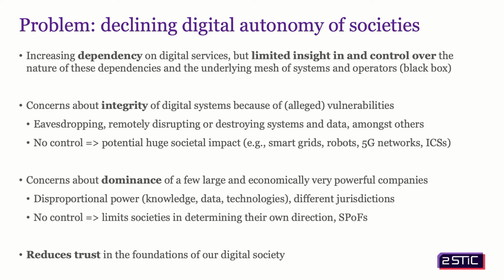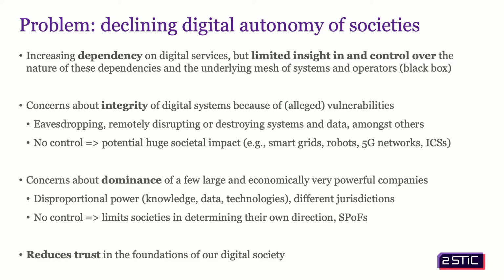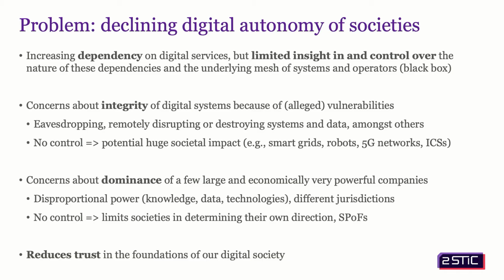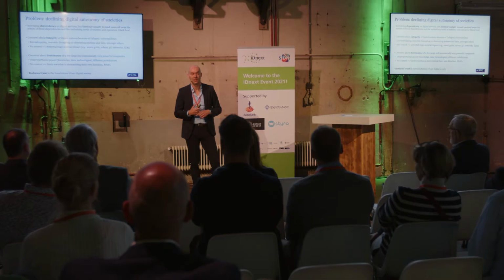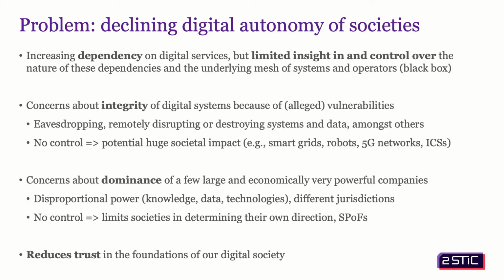And the second concern in this digital autonomy discussion is about the dominance of a few large players, such as Google, Facebook, AWS, those kinds of often United States players, because that's where the power concentrates, both in terms of who has access to the data, who runs the systems, and who has the knowledge. And this is a risk for society because it could potentially stand in the way of the direction that societies want to take. Okay? So they basically risk losing control over their own direction.